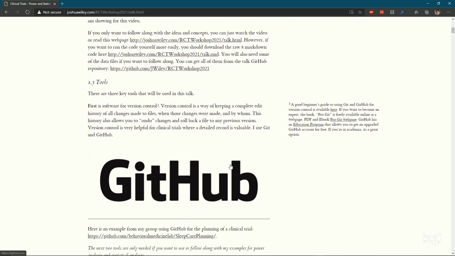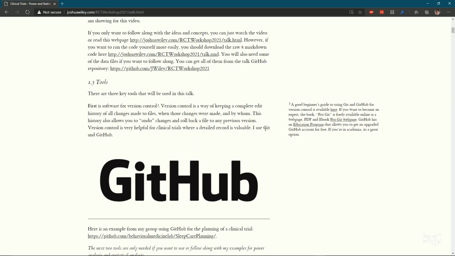Now next I want to talk about just a few tools that I'll be using, and there's really three key tools that I'll use in this talk. First is software for version control. Version control is the idea of keeping a complete edit history of all changes made to files, when those changes were made, and by whom. This history also allows you to undo changes and roll back a file to any previous version. It's really helpful for clinical trials and research in general, but especially clinical trials where detailed records are valuable.